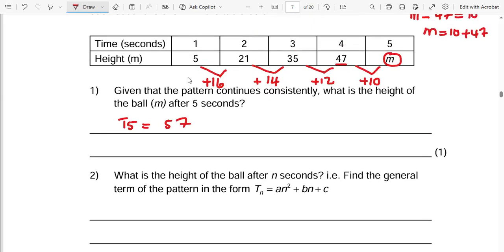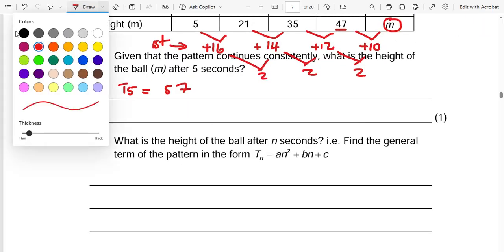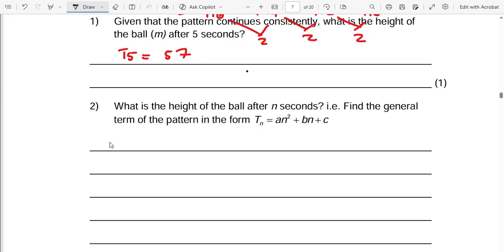So if I continue, this is the first difference, and then I need to find the second difference, which is 2. The difference is the same, right? It's 2. So we need to find the general term. This is a quadratic equation. First things first, we need to find a. So 2a is equal to the second difference, so we equate this to 2. Therefore, a is just 1.